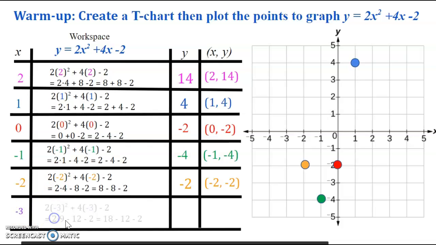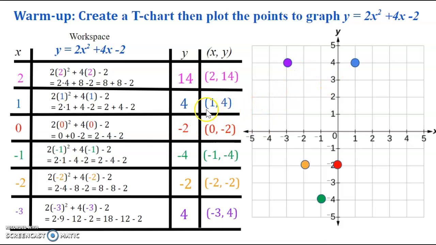When x is negative 3, y is going to be 4, and so it's going to be (negative 3, 4), and you plot it here. So these are my 5 points that I figured out the coordinates of and plotted there. And then from here, I need to join these points.